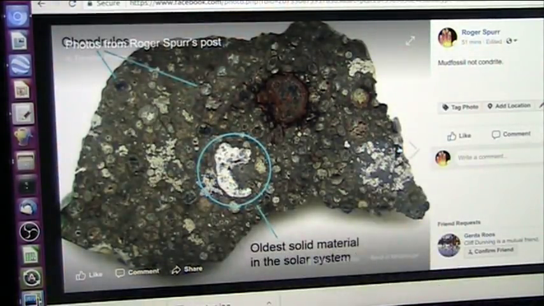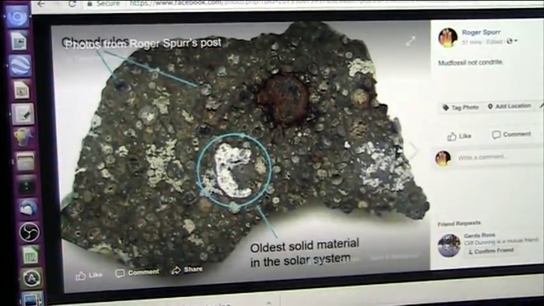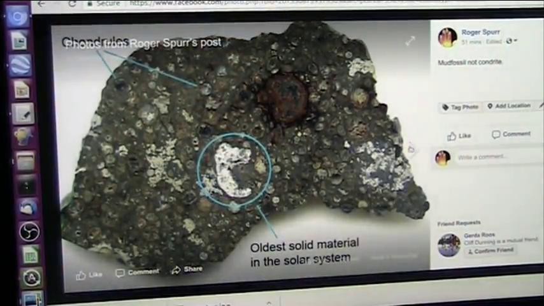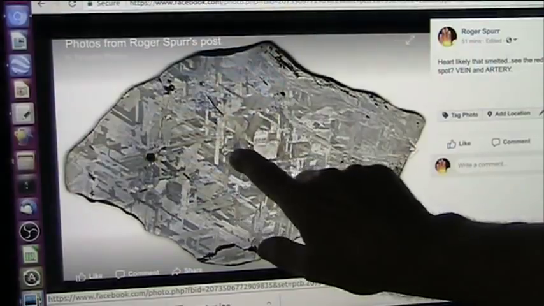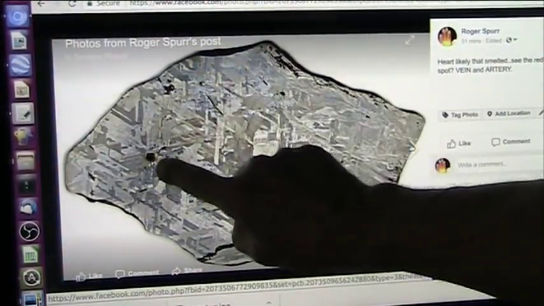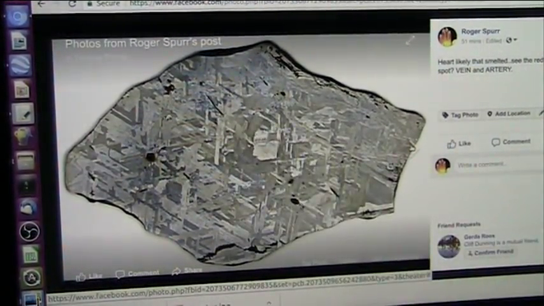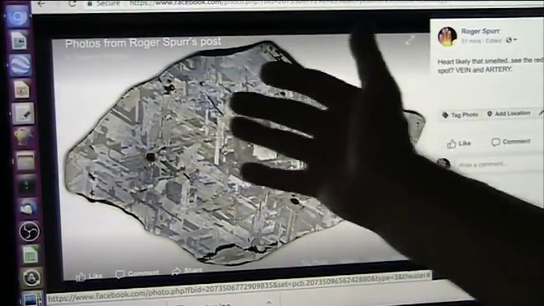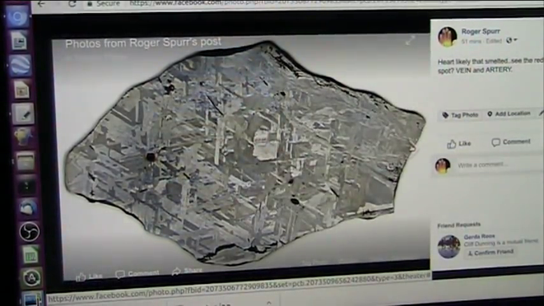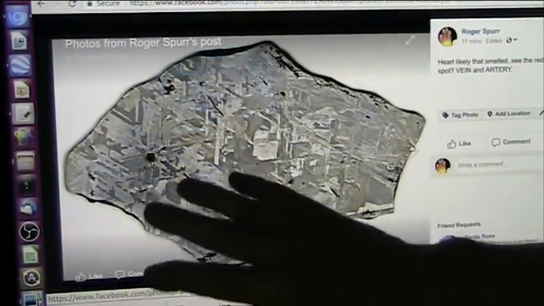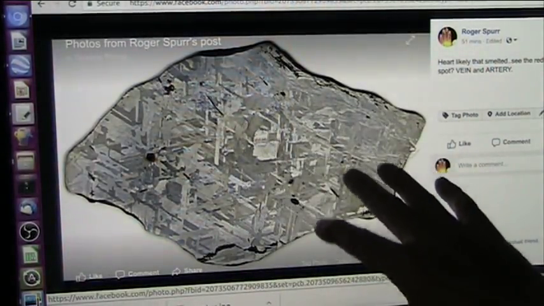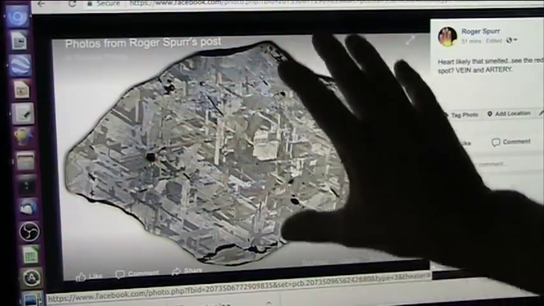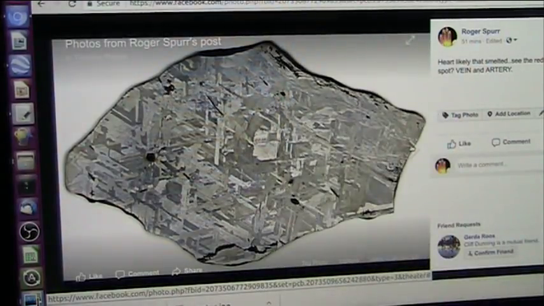This, they say, is the oldest material in the solar system. That's a mud fossil. Anybody who knows mud fossils knows that. This is the iron meteorite that shows the red blood and the black blood. I believe that's a heart, more than likely. The reason it has all these crystal-looking things is they slice it and then they etch it with a little bit of acid, and it shows up the crystalline structure of cooling down after it's smelted coming through the atmosphere.